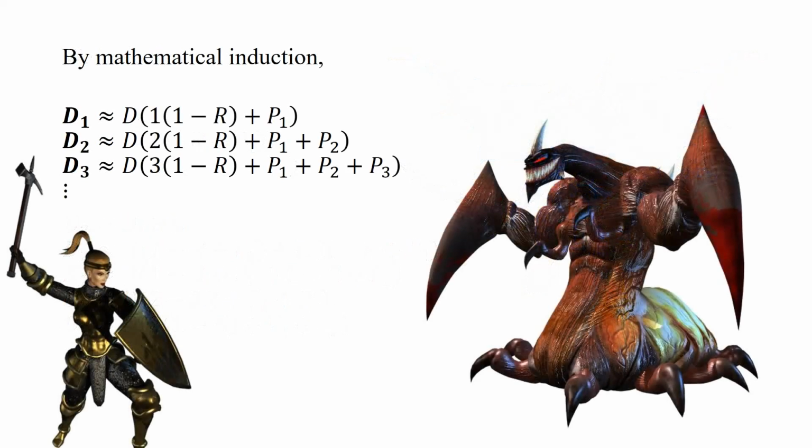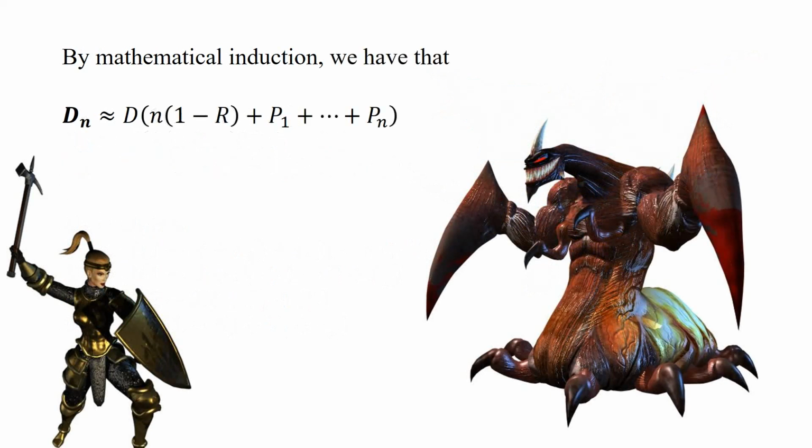So we have, by mathematical induction, right, you can see that it's just going to be d sub n, that is the cumulative mean physical damage, right, from n hits in time tau. It's just going to be d times n times 1 minus r plus p1 plus and so on up to pn, right? And now you can see why we haven't yet substituted P sub n, or for any particular n, into the equation. Or perhaps that will be more clear later on.